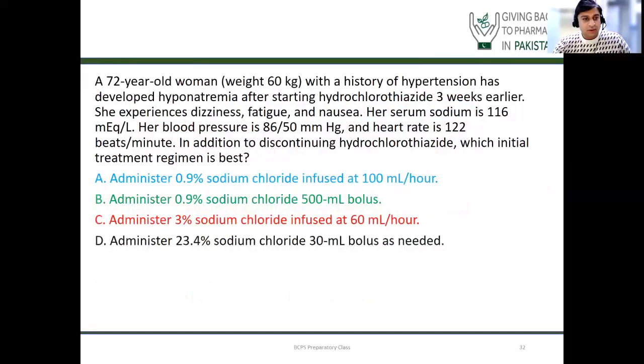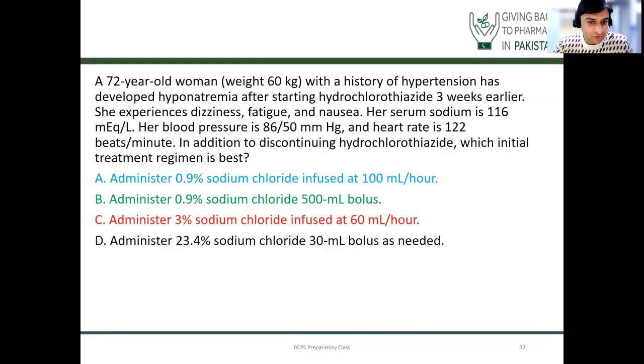So now we have another case, a 72 year old woman, weight 60 kg, with a history of hypertension. She has developed hyponatremia after starting hydrochlorothiazide 3 weeks earlier. She experiences dizziness, fatigue, and nausea. Her serum sodium is 116 mEq per liter. Her blood pressure is 86/50, and heart rate is 122 beats per minute. In addition to discontinuing hydrochlorothiazide, which initial treatment regimen is best?